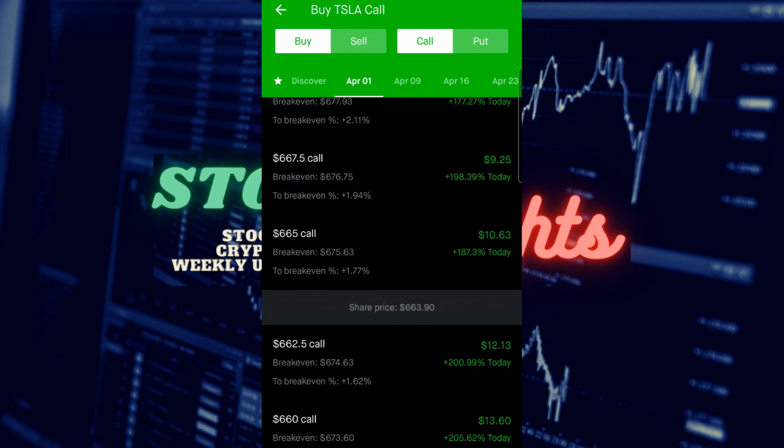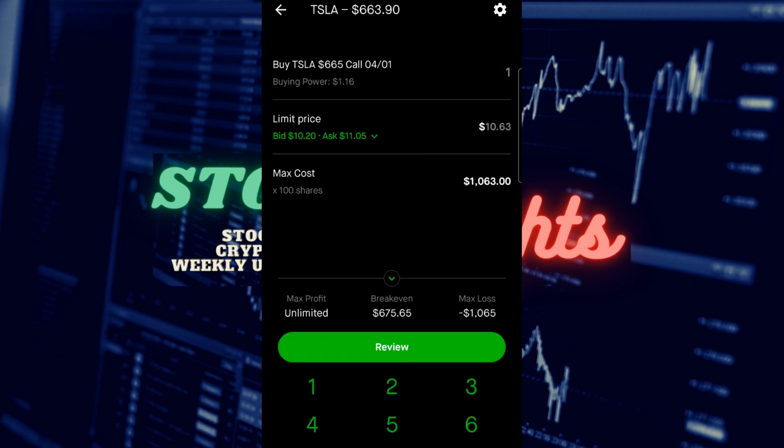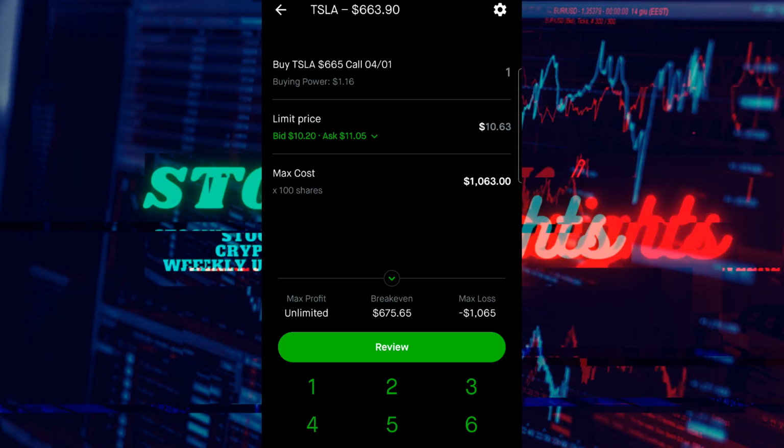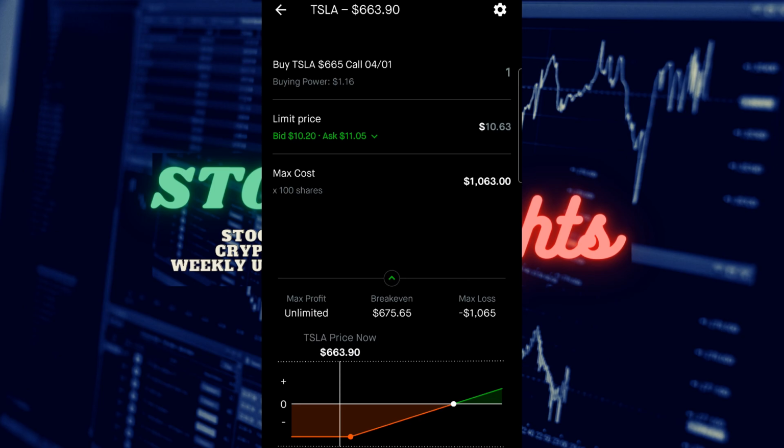Okay, so let's say that we think that Tesla is going up to 665. Okay, so we're going to click on that. So we see here above the review, see that little caret pointing down. It shows max profit, break even, and max losses. Just click on that, and now we see there is that profit and loss chart. Okay, so in this scenario, the max cost of this contract would be $1,063.